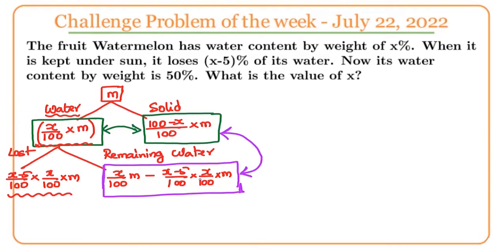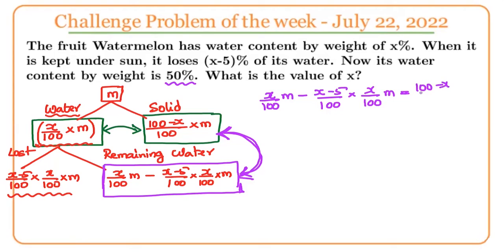Now, if you compare these two, the remaining water content and the solid, the problem says the content by weight of water is now 50%. That means it's equal to the solid. So we can equate these two, the remaining water and the original solid. Let's write that as an equation. x over 100 m minus x minus 5 over 100 times x over 100 times m is equal to the solid part, which is 100 minus x over 100 times m.